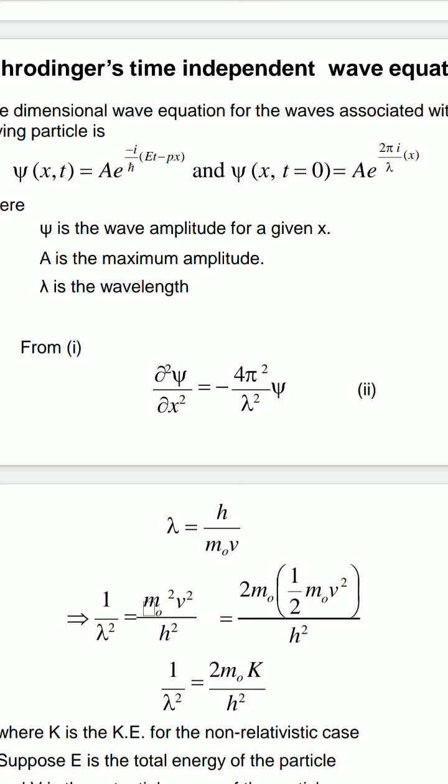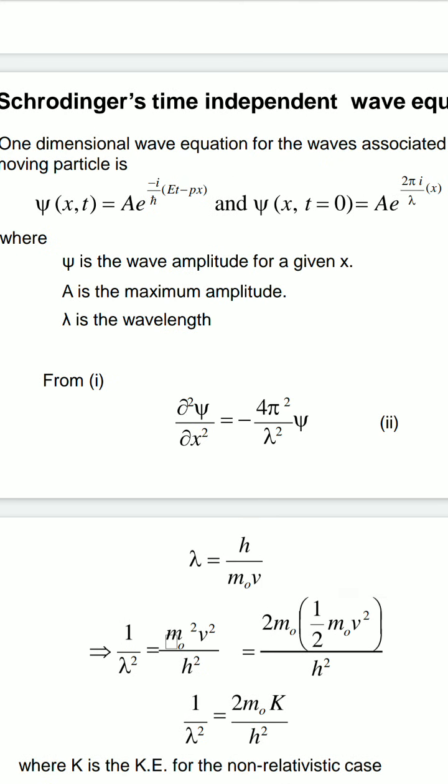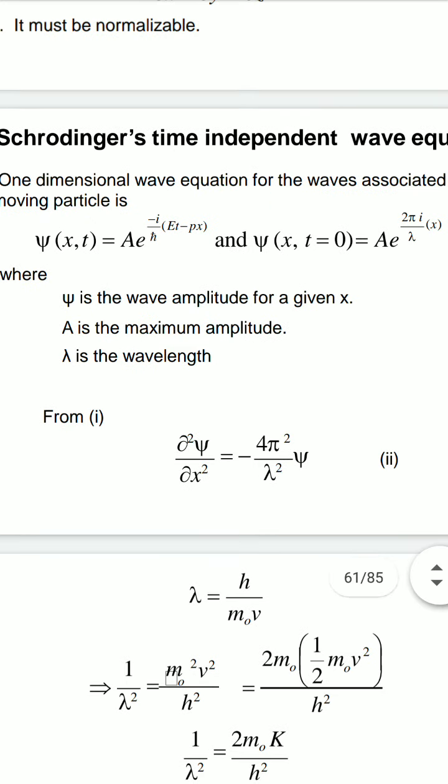For finding the time independent Schrodinger equation, we need to take the wave function which is not depending on time. That is, we have taken time equal to 0 there. Otherwise the wave function is psi equal to A e raised to minus i by h cut into (Et minus px). I don't remember whether I have explained the terms in that equation. E means energy, t is time, p is momentum, and x is the position.